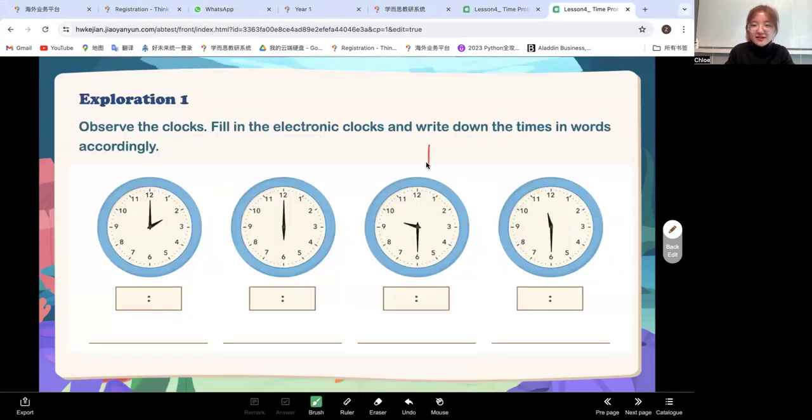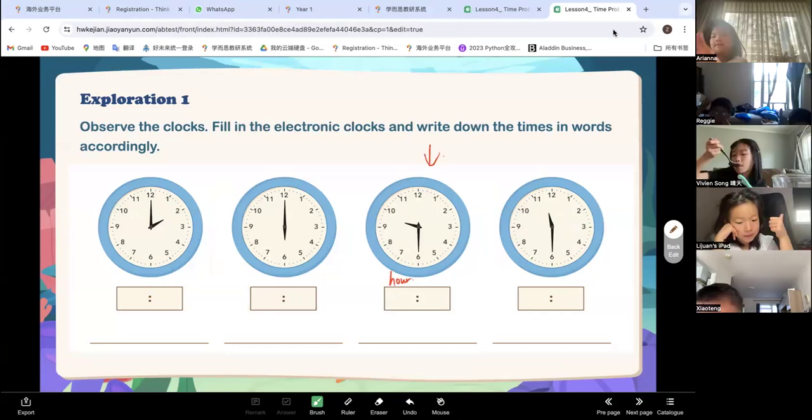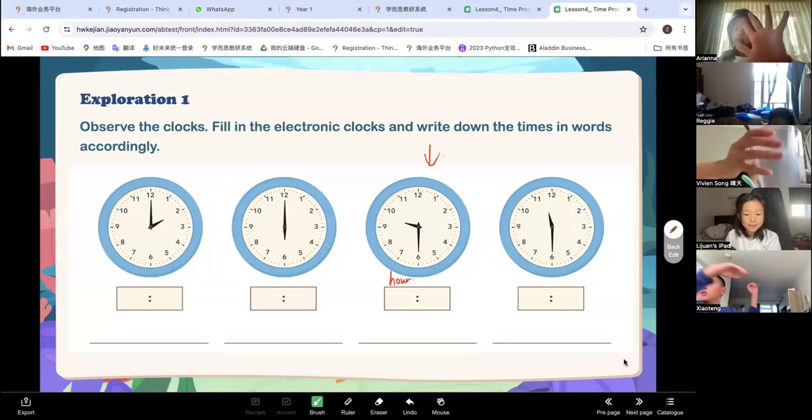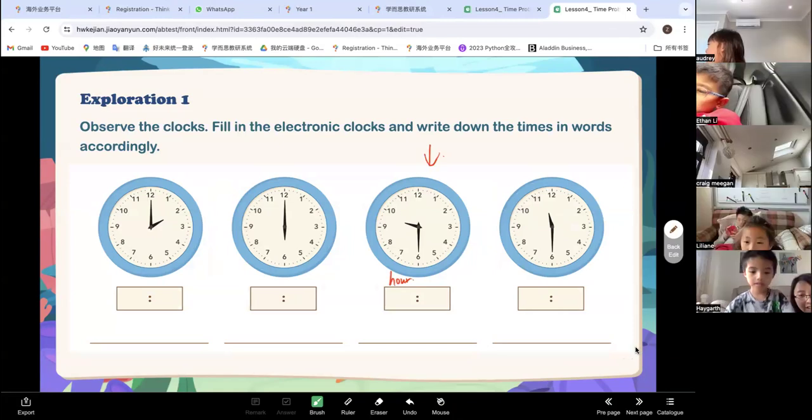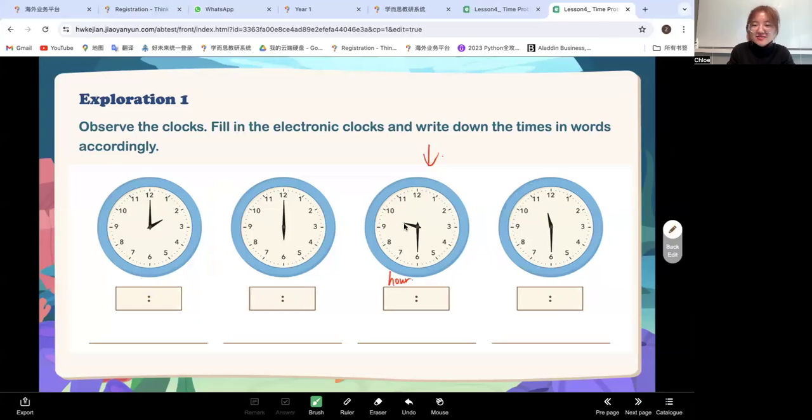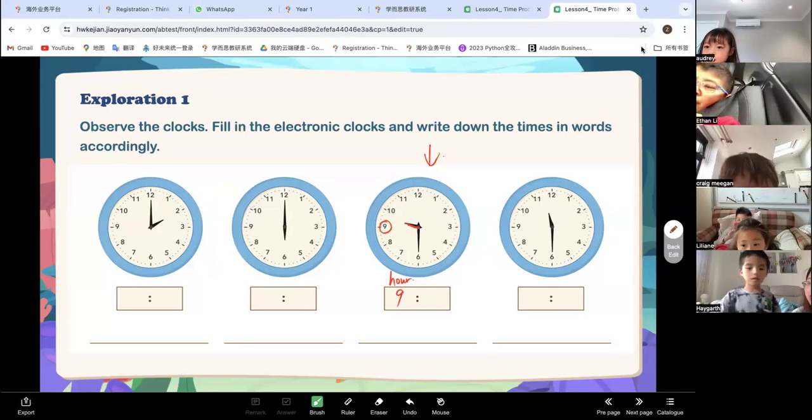The third one. Okay, tell me, what's the hour? Can you show me, please? The hour is? Everyone show me, I'm checking. Thank you. What's the hour? 9. Very good job. Because we can see now the hour hand is between 9 and 10, but we haven't arrived at 10. So we will choose the smaller number 9 as the hour. Can you follow me? Great.